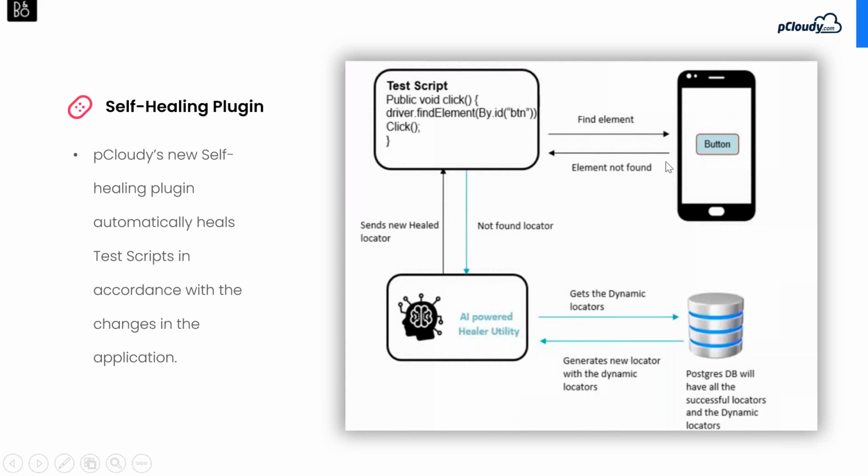Once it is not found, it goes back, and the AI comes into the picture here. It dynamically creates the locators, fetching all the locators which are already available in the Postgres DB, and creates the new locator with dynamic locators. So this feature helps you quickly identify the change within the app and provides the right locator which it is looking for. You can try this out, which helps you quickly fix your application changes.